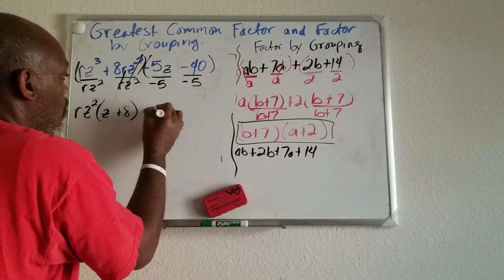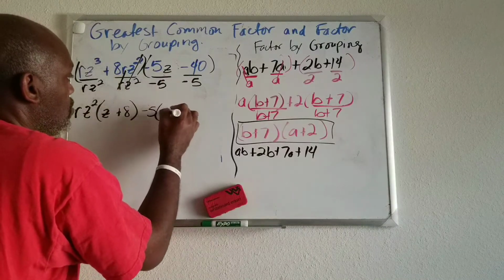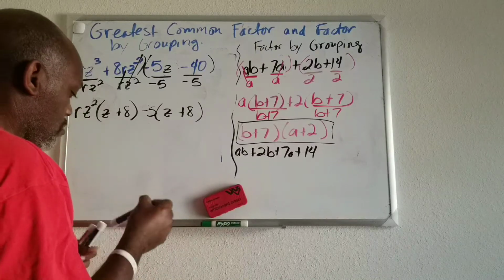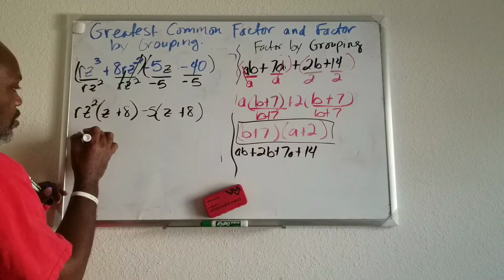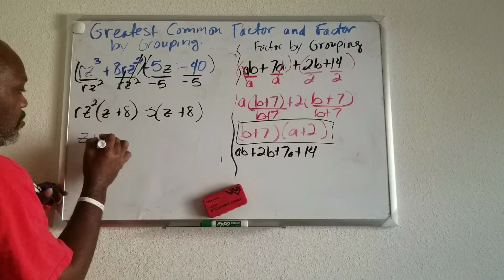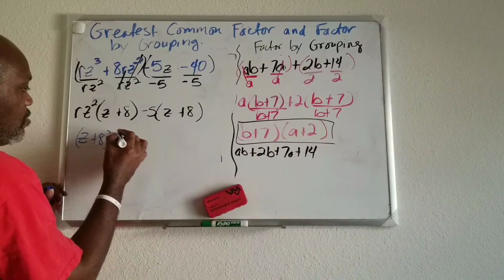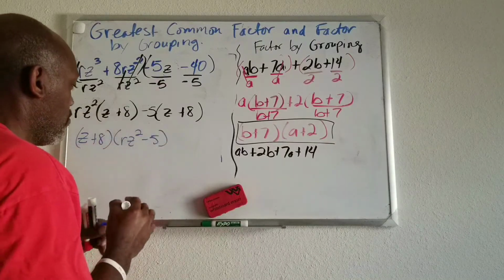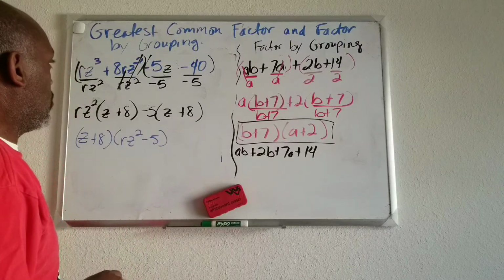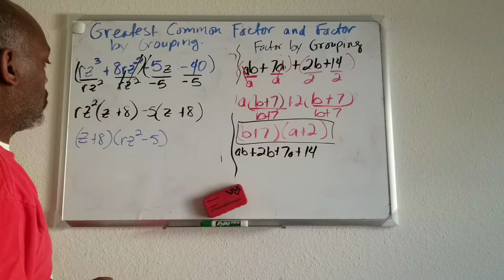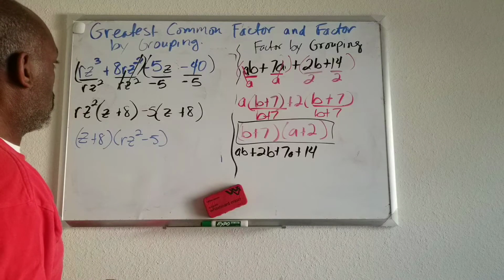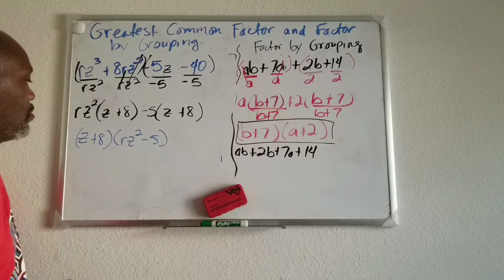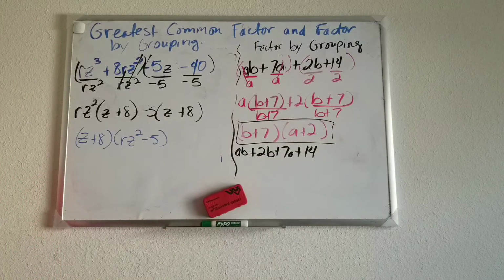All right, so that's negative 5. What I'm left with is z plus 8. And then I factor out z plus 8, and what's left is rz squared minus 5. All right, and there you have it.